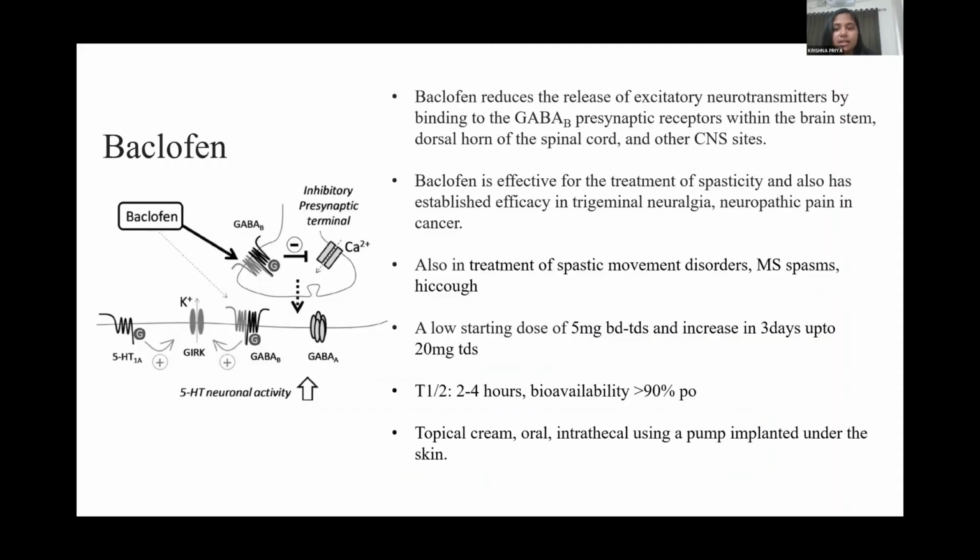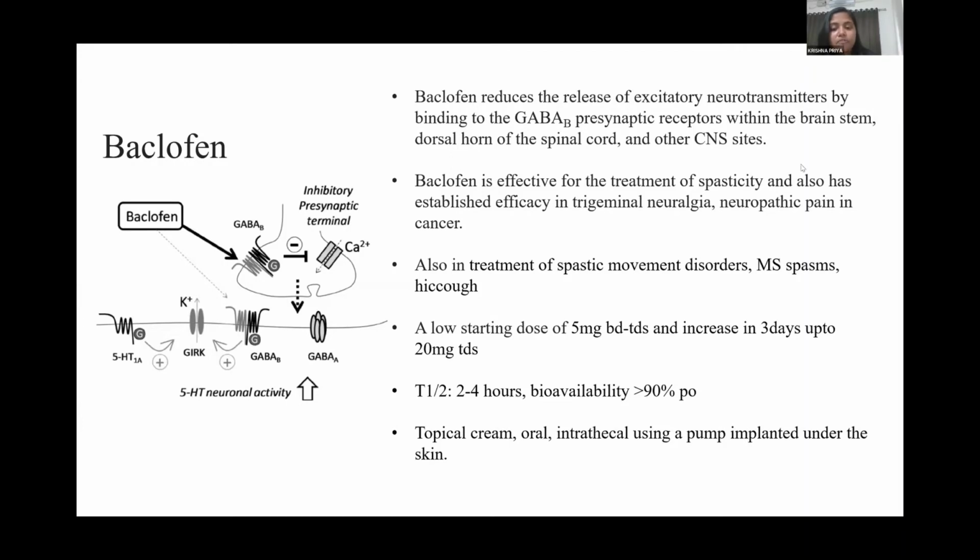Another drug is Baclofen. Baclofen reduces the release of excitatory neurotransmitters by binding to the GABA B presynaptic receptors within the brainstem and dorsal horn of spinal cord and other CNS sites. Baclofen is effective for the treatment of spasticity and also has established efficacy in trigeminal neuralgia, neuropathic pain in cancer, and also in treatment of spastic movement disorders, in multiple sclerosis, spasm, or hiccups.